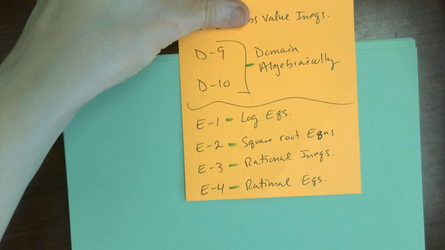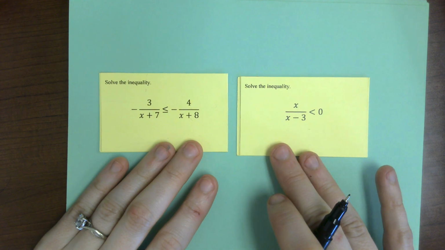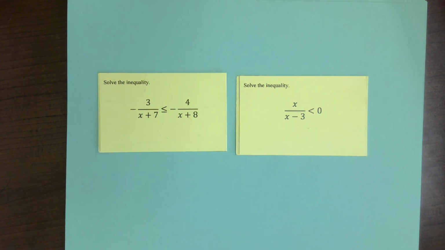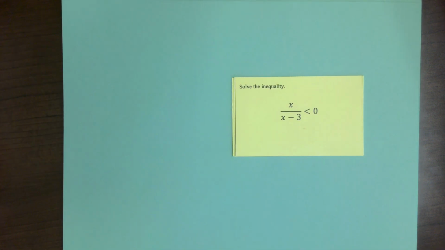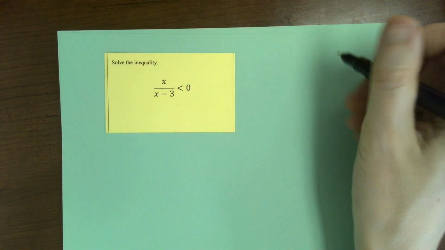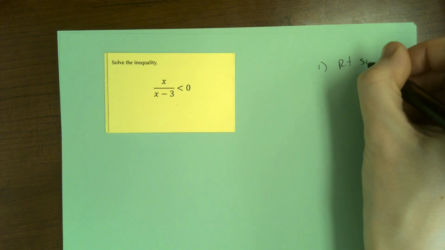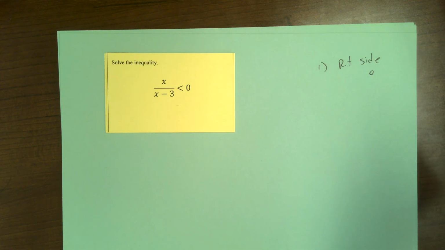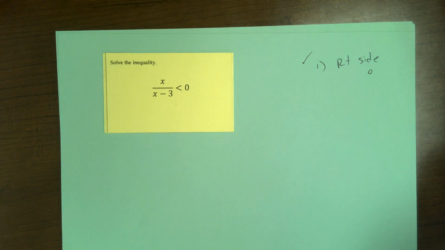Next, we have E3, rational inequalities. Okay, so E3, these are the two that I grabbed from our practice. Okay, let me think. I'll do both of them. All right, so this first one, when you're doing these rational inequalities, guys, the first move is to get the right side 0, and that is already done here.